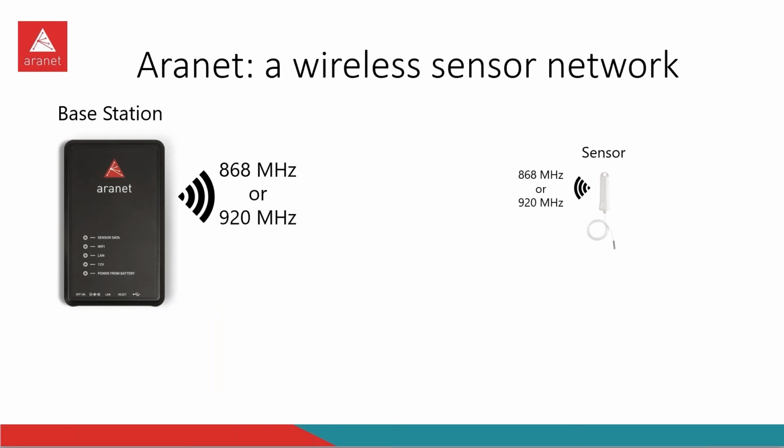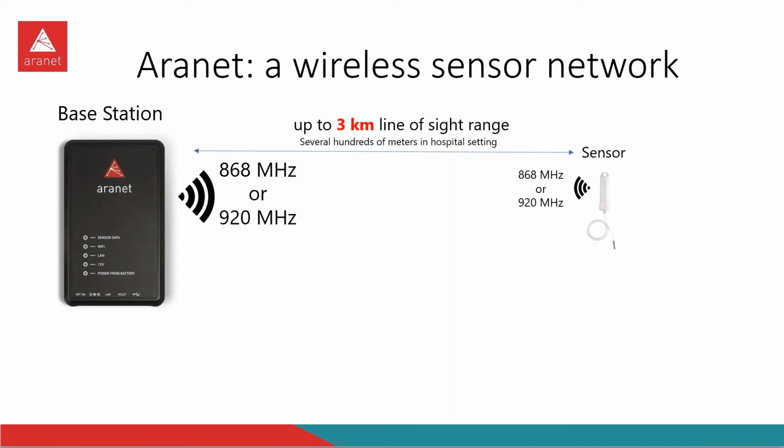So let's start with a simple introduction of how the system works. Essentially what you have here is an Aranet base station, or a gateway and aggregator of the data, that receives information from different sensors. Particularly in this case, we're talking about temperature sensors. They use the 868 megahertz frequency in Europe, 920 megahertz in the United States and Australia, to communicate. And this frequency allows for quite a large distance, so you can have up to 3 kilometers line of sight range from the sensor to the base station.